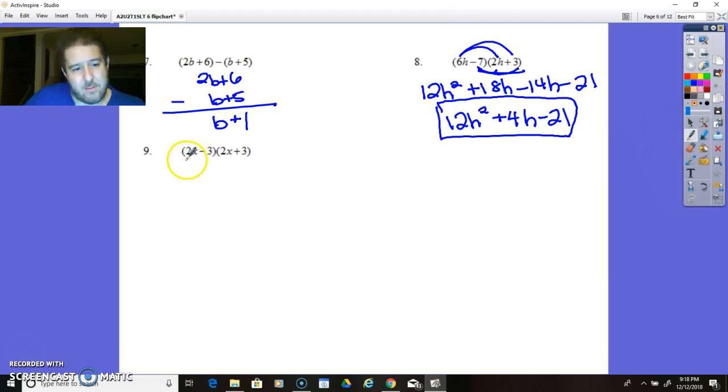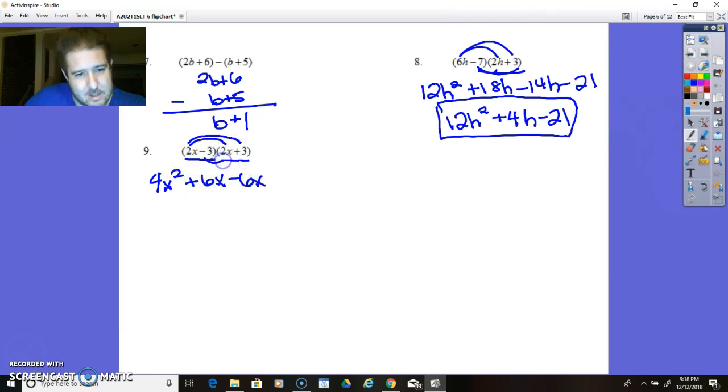And we're going to be talking about when you have a complex times complex. Well, you notice these have the exact same numbers, but one's negative and one's positive. So let's see what happens when we do that. 2x times 2x is 4x squared. The outers is 6x. The inners is negative 6x.